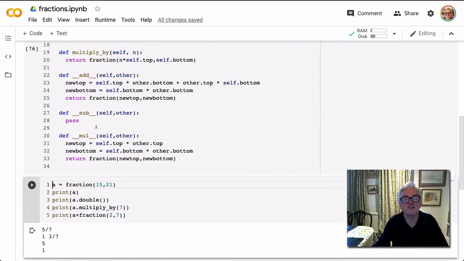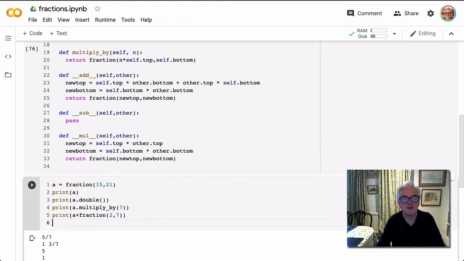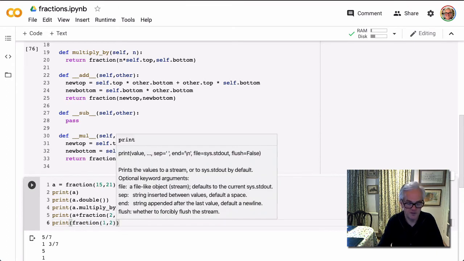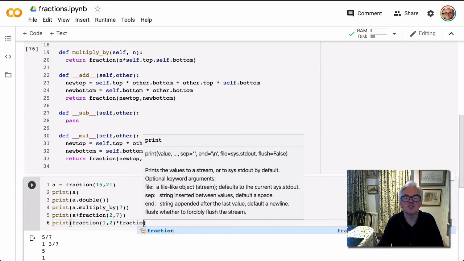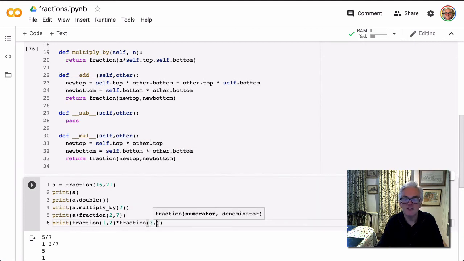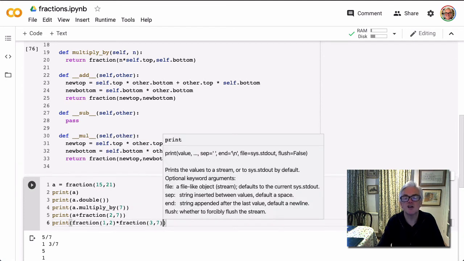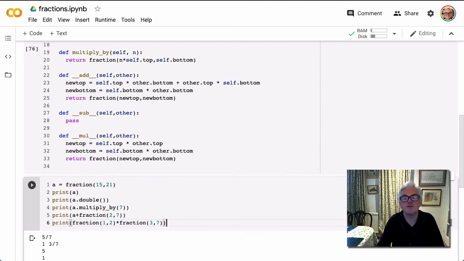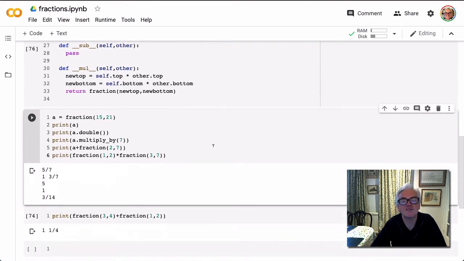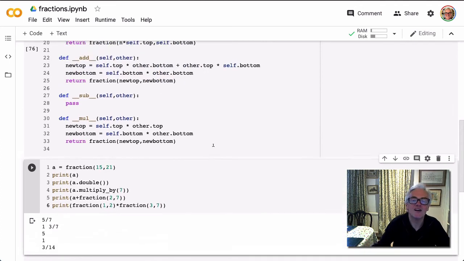Subtraction won't work. I'm not actually doing anything at the moment with subtraction, but we should be able to get it to do something with multiplication here. So I should be able to do fraction half times fraction 3/7. What's a half of 3/7? It should give me the answer 3/14 on the last line there. And indeed we get 3 out of 14 coming back. I think that's really rather nice, but then again, I'm easily satisfied.